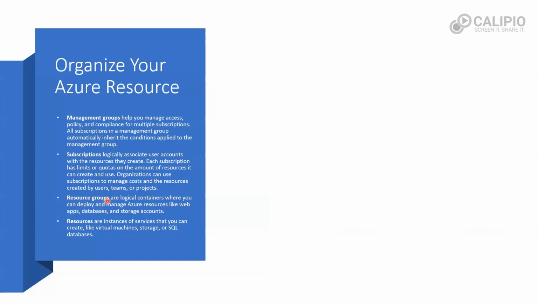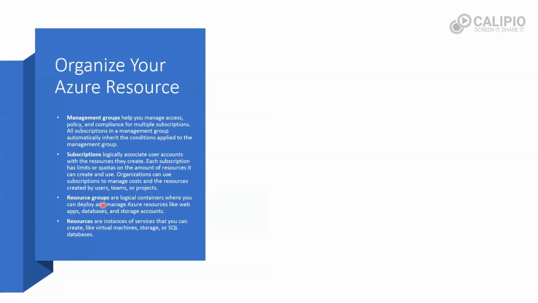Resource group. Resource groups are logical containers where you can deploy and manage Azure resources like a web app, database, or storage account. Any service you want to provision in Azure, you need to have a resource group. It is suggested that a resource group should be considered as the life cycle of resources. So any resource you provision under the resource group should share a life cycle together.